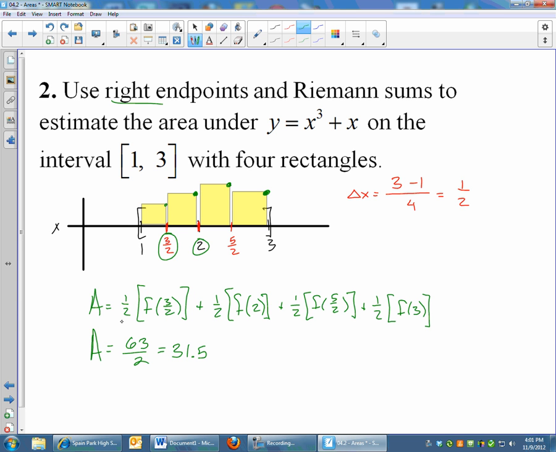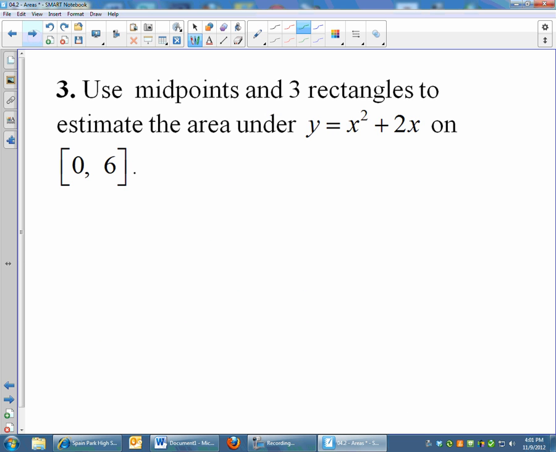So you can use the left point, you can use the right point, and you're just plugging those left and right points into the function to determine the height of each of your rectangles. I have one more example, and it's using midpoints with 3 rectangles going from 0 to 6, and my function, f of x, is going to be x squared plus 2x. I'll just rewrite it, x squared plus 2x.